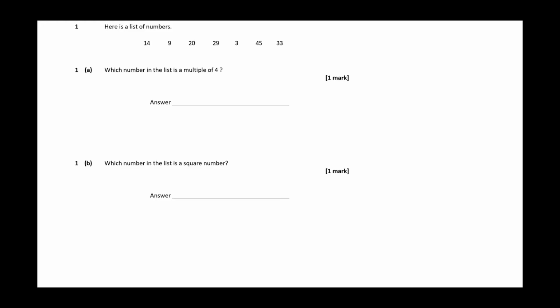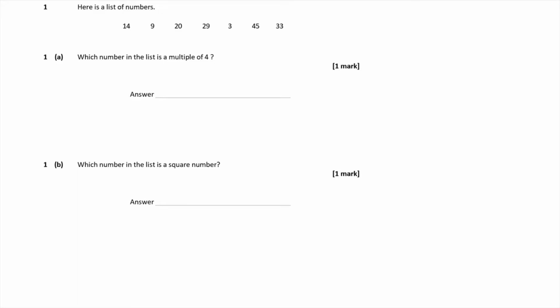Question 1. Here is a list of numbers. I've got 14, 9, 20, 29, 3, 45 and 33. Part A says which number in the list is a multiple of 4. So a multiple of 4 is going to be a number in the 4 times table. So it's that one there, isn't it? That's the multiple of 4. It's going to be 20.